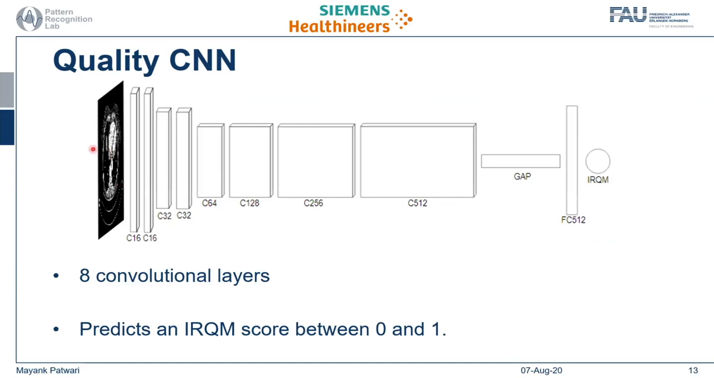Our quality network has 8 convolutional layers, and in the end, it outputs a single number, a quality score, which can range between 0 and 1. And this quality score was trained using a structural similarity metric.